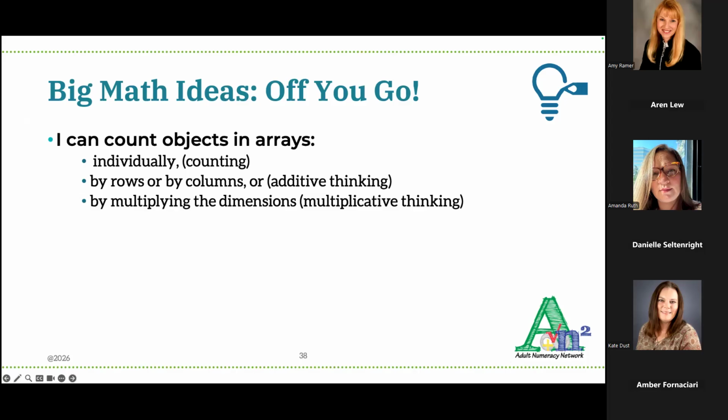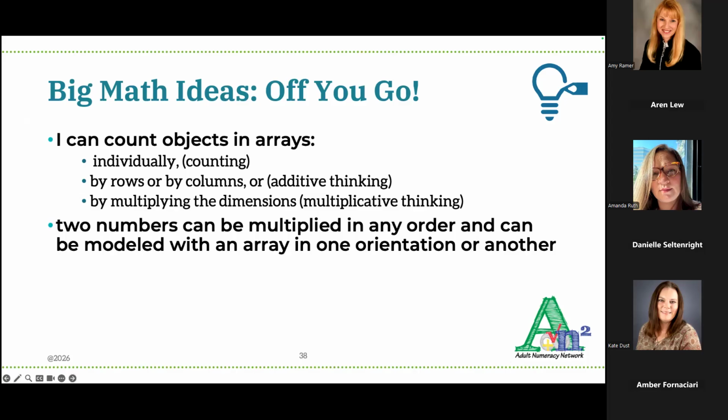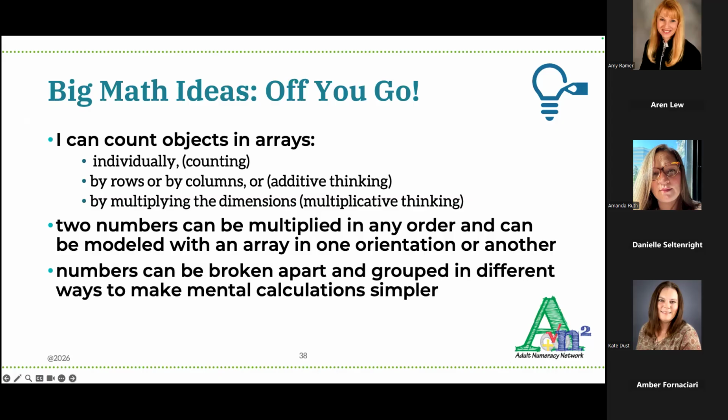But that's a step that we too often skip, oh yeah, I just apply this procedure about multiplication. And so to be able to build these steps toward proportional reasoning is a big idea of mathematics. We also might notice that two numbers can be multiplied in any order because you might have been doing your columns and then rows, or rows and then columns. And it can be modeled in any orientation, and that numbers can be broken apart and grouped in different ways to make mental calculations simpler. You'll see more of that in the other routine that we're going to share.